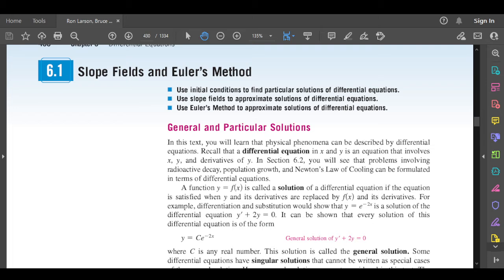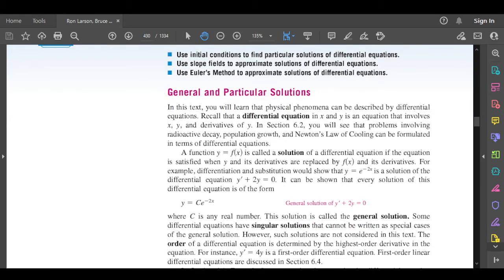In the next section, you will see that problems involving radioactive decay, population growth, Newton's law of cooling, can be formulated in terms of differential equations. So we can actually model these applications using differential equations. Radioactive decay, population growth, or I think this is new to you, the Newton's law of cooling, the cooling of a certain object.